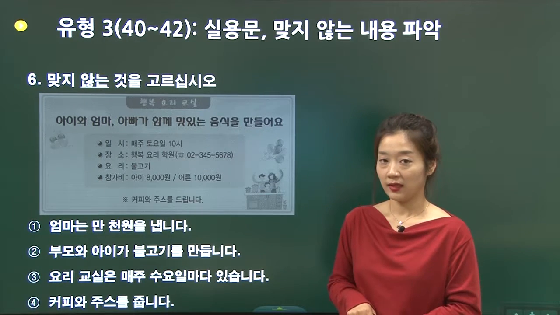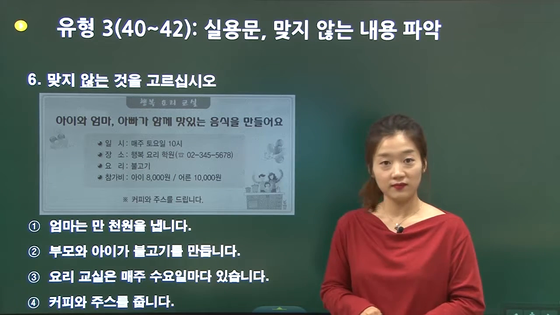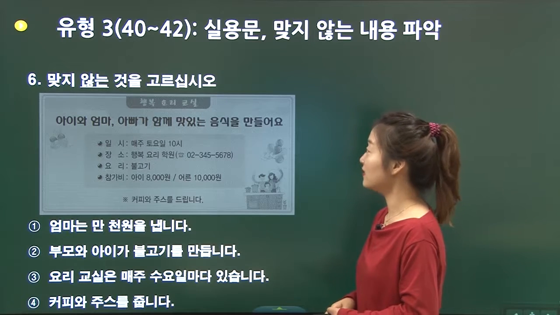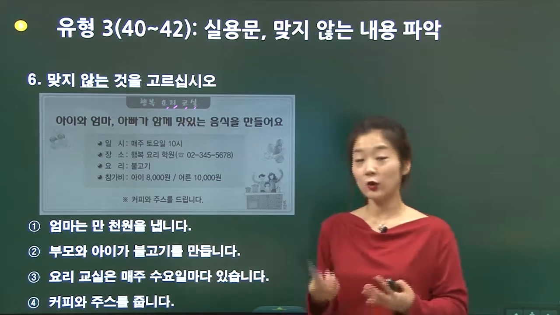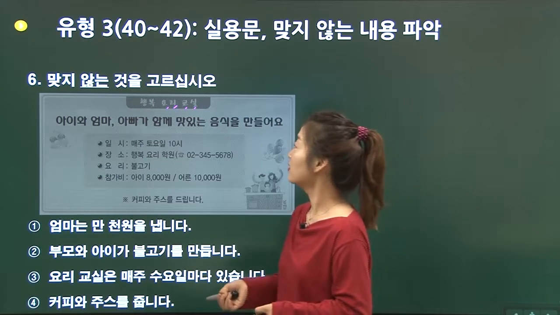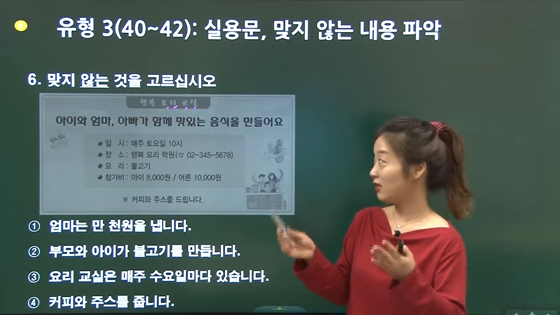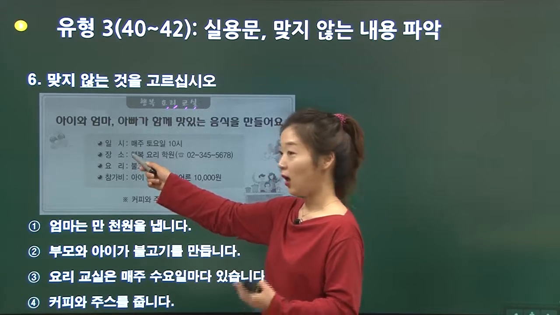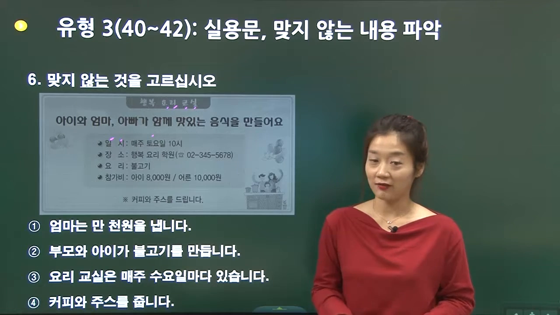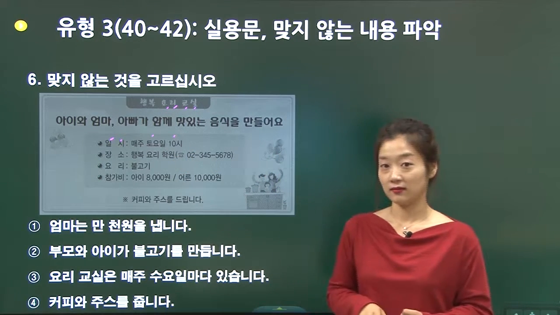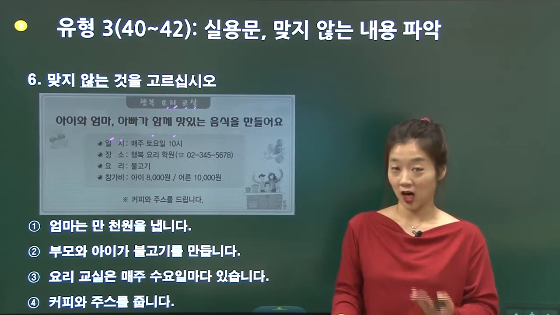Number six. 맞지 않은 것을 고르십시오. 행복 요리 교실. 아이와 엄마, 아빠가 함께 맛있는 음식을 만들어요. Look at this. This is about 요리 교실. It's a cooking class, right? And then 아이와 엄마, 아빠. 엄마, 아빠 is mom and dad, right? Kids with mom and dad. 일시, of course, this is about the date. 매주 토요일 means every Saturday, right? What time is it? 10시. 10 o'clock, okay? Every Saturday at 10 o'clock, this cooking class starts.